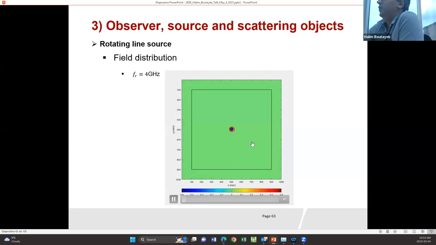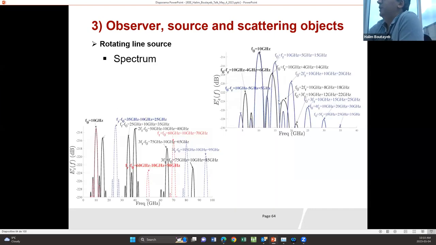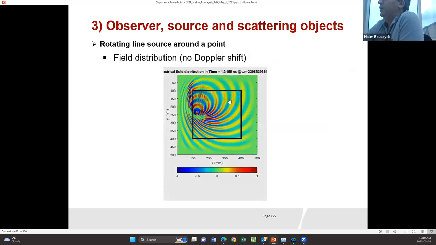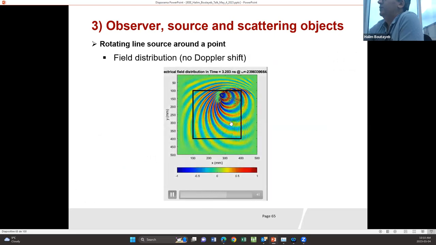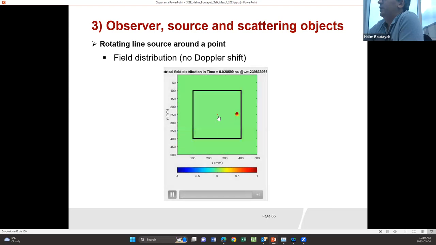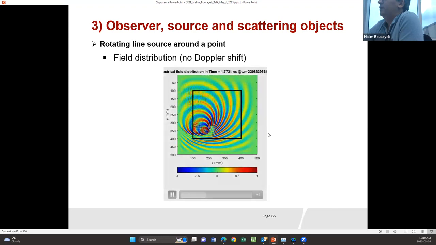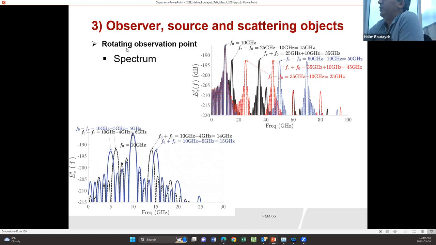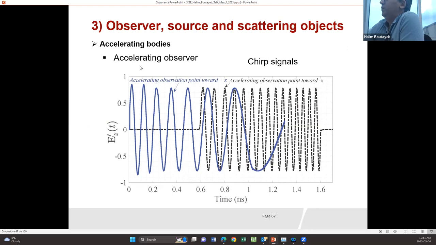Here we have a rotating line source. And we can also observe the frequency spectrum, frequencies that are related to intermodulation and harmonics. Here we have a rotating line source around an observer, and there is no Doppler shift with this problem. We can also have a rotating observation point. We can also analyze accelerating objects.